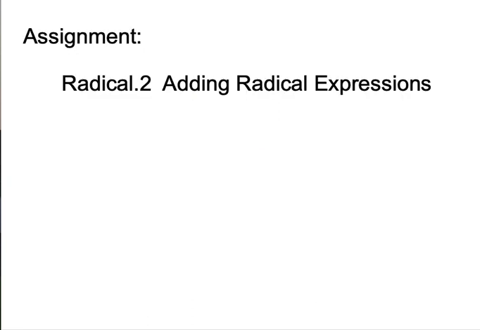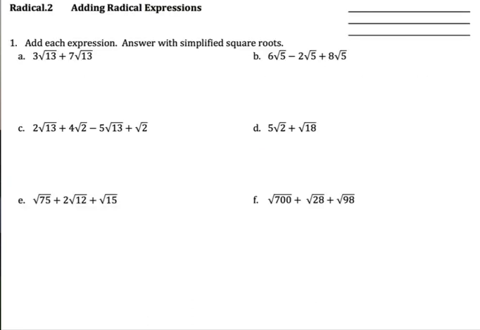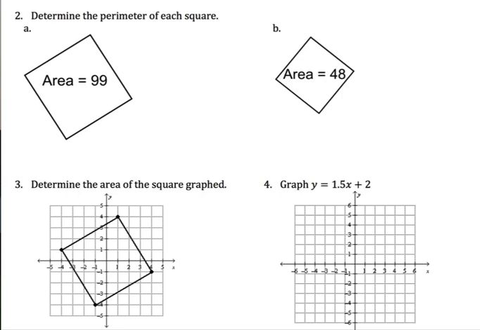Okay, let's preview the assignment. In the assignment, number 1, you're going to be practicing adding radical expressions. Sometimes you'll have to reduce them first. Number 2, determine the perimeter of each square. I want you to give these an exact radical form as well. Number 3, find the area of that square.